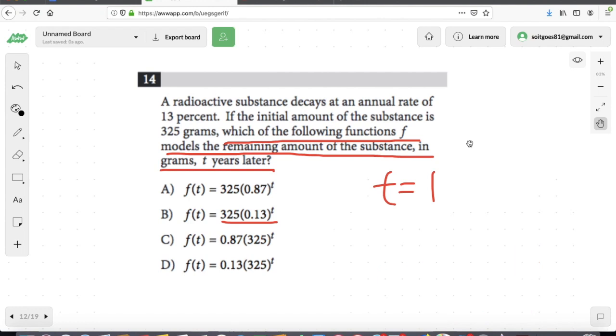Let's take a look at answer choice C. Is that going to give us something a little bit less than 300, maybe the high 200s? Yeah, that could, right? In fact, that's the exact same calculation as answer choice A. It's just 325 times 0.87. Does that make sense? Yes. So let's keep that.